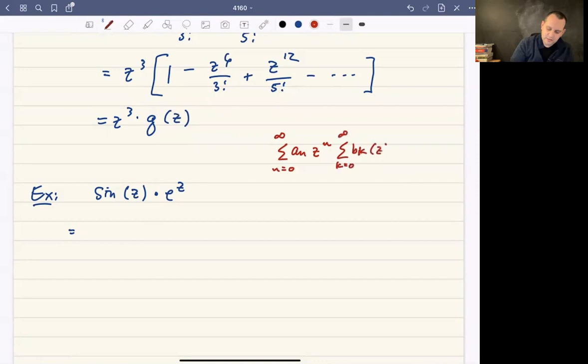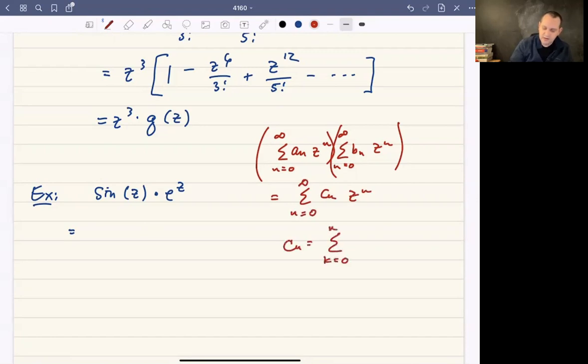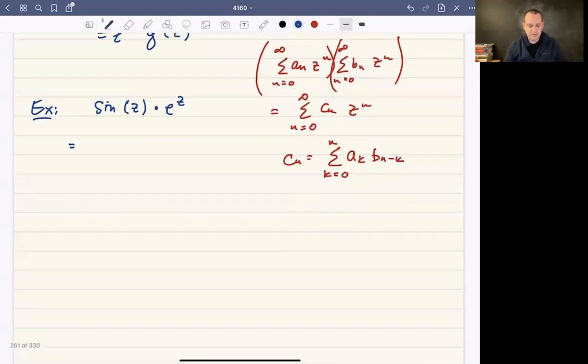But let's look at the sum of a sub n z to the n, and b sub n z to the n. I don't know why I'm using different letters here, it doesn't really matter. It turns out that if you multiply two power series inside both of the radii of convergence, then your product will also be a power series, the sum of c sub n z to the n as n goes from 0 to infinity, where c sub n is the sum as k goes from 0 to n of a sub k times b sub n minus k. So there's a nice formula here, but don't memorize it. We don't have to think too much about this going forward.